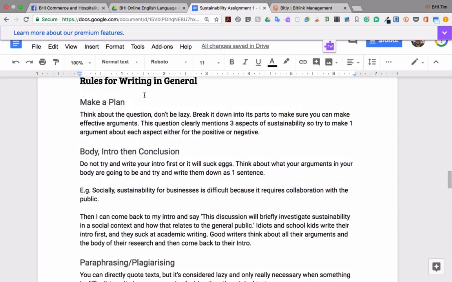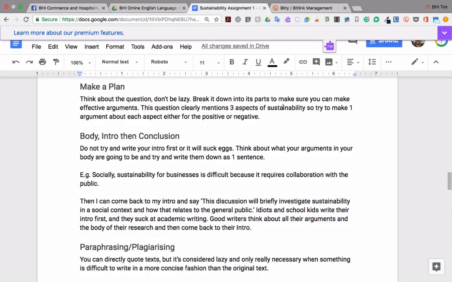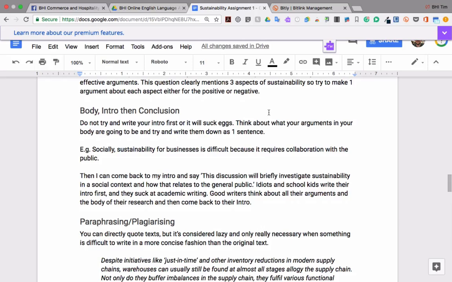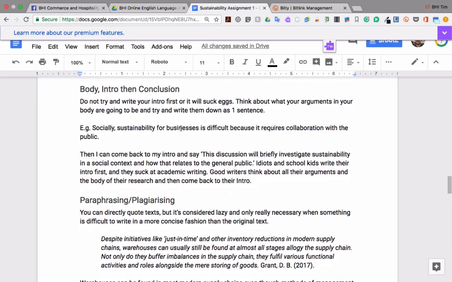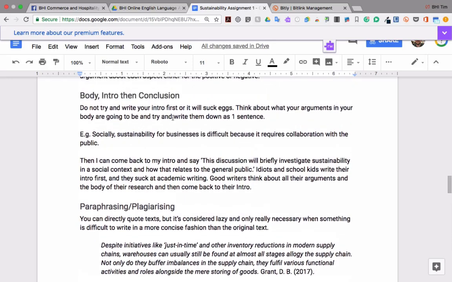The next section is all about rules for writing in general. So like I said, make a plan. This question clearly mentions 3 aspects, so you should try and come up with an argument that addresses each aspect in a particular part of the industry. Body, intro, then conclusion, so don't try and write your intro first or it'll suck. Try and think about your body arguments first and then come back to it.